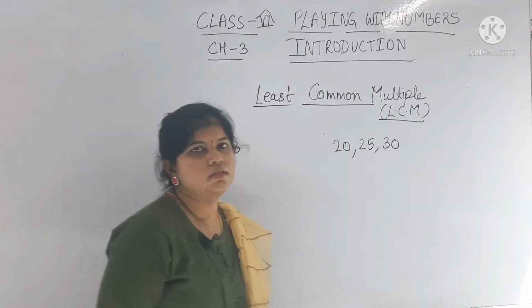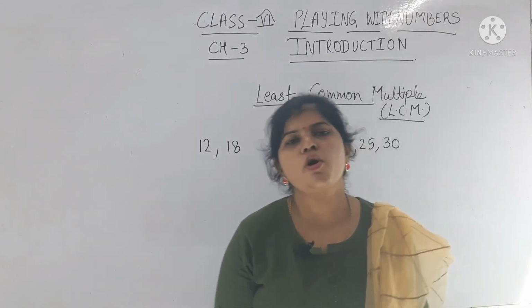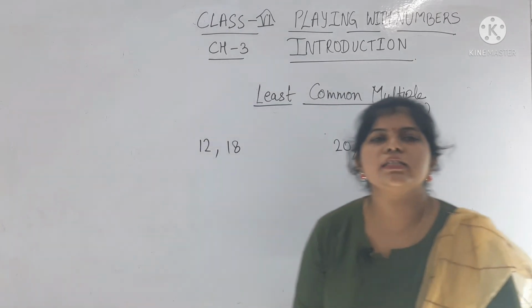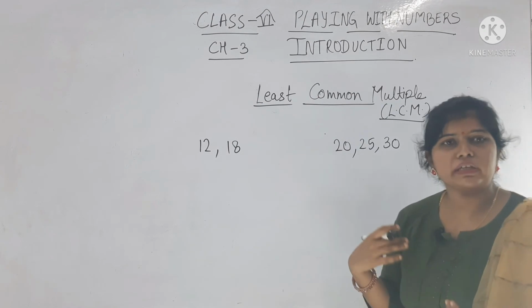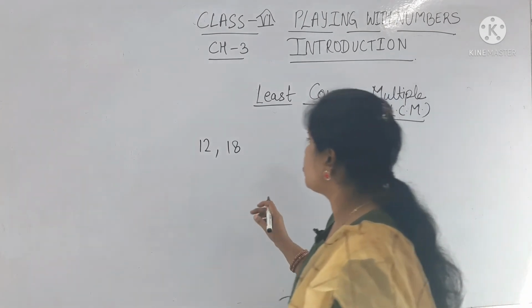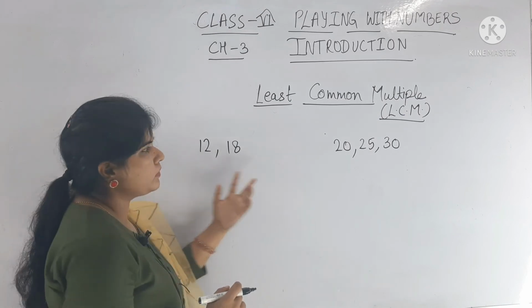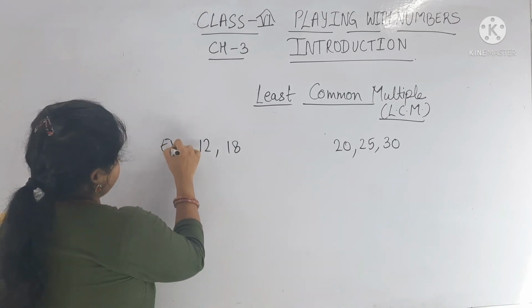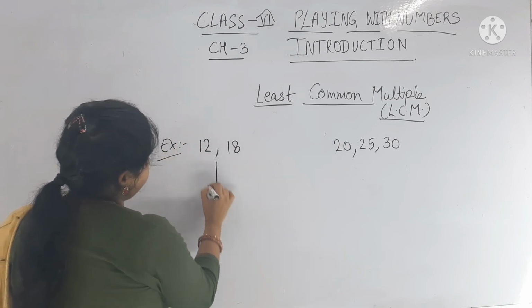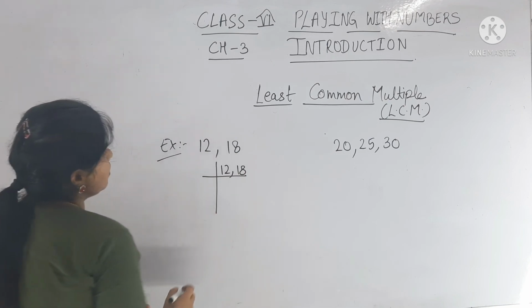Okay students, the next topic is LCM, that is the last topic of this introduction video. It is the least common multiple, meaning the least of their common multiples. I have taken 2 examples, for 2 numbers and for 3 numbers, and I am showing you. First, this 12 and 18.